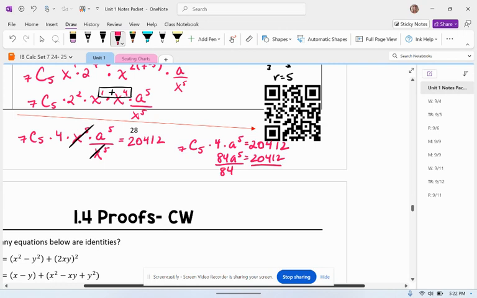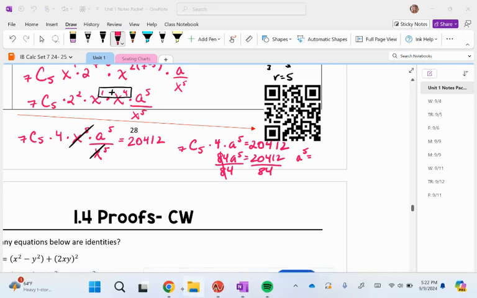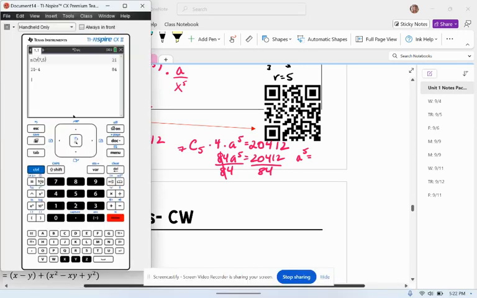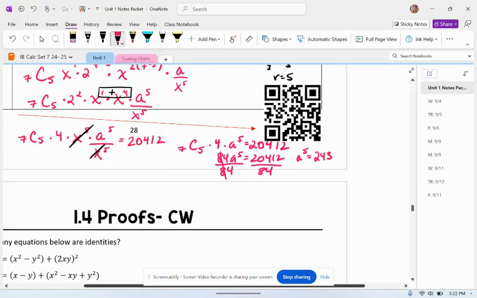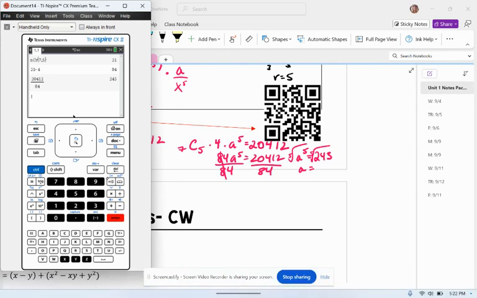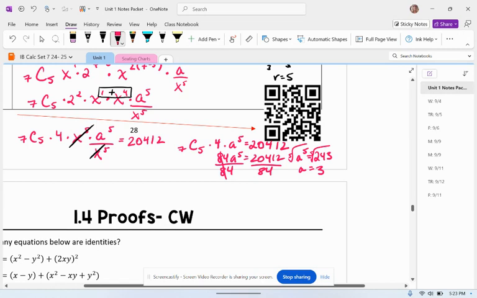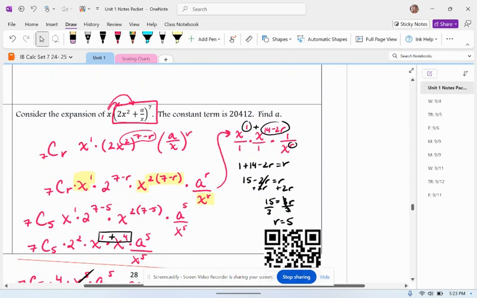I'm going to divide both sides by 84. You could also use NSolve if you want, but I've got a to the 5th is equal to 20412 divided by 84, which is 243. I'm going to take the fifth root of both sides. Fifth root, where you at? A is 3. Is that all we needed? A? Okay.